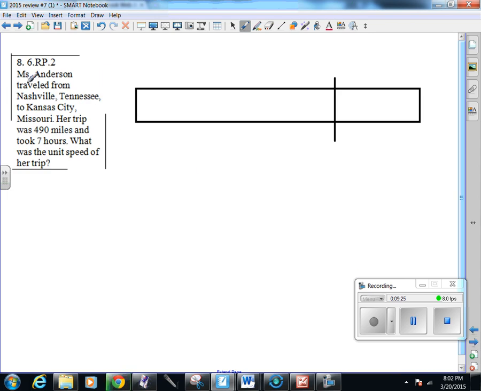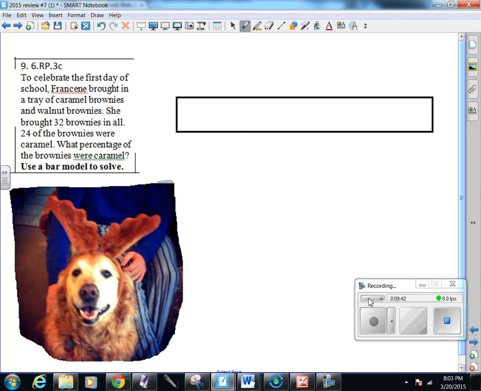Okay, next one. Mrs. Anderson traveled from Tennessee to Kentucky. Her trip was 490 miles in 7 hours. So 7 hours, 490 miles. And then we want to know the unit rate. So we're going to go about 1 hour. How long did it take her?